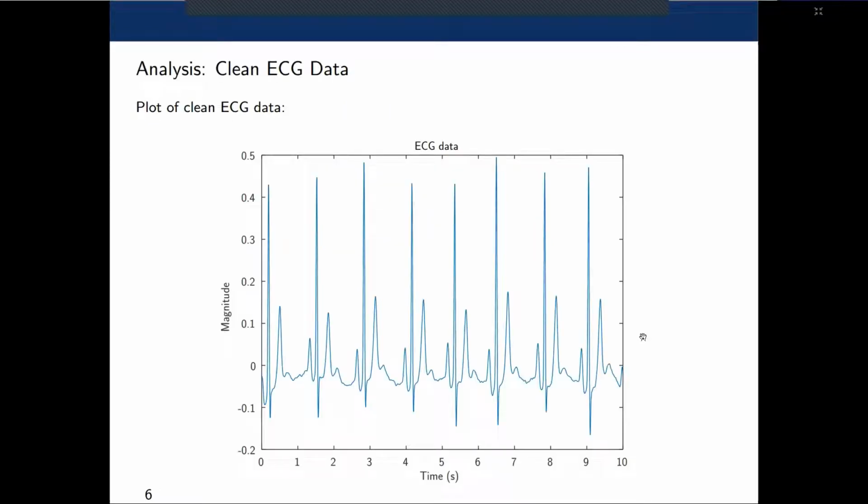Now let us analyze a clean ECG data. In this ECG data, this is the P wave followed by QRS complex, and this is the R peak. This is followed by T wave.